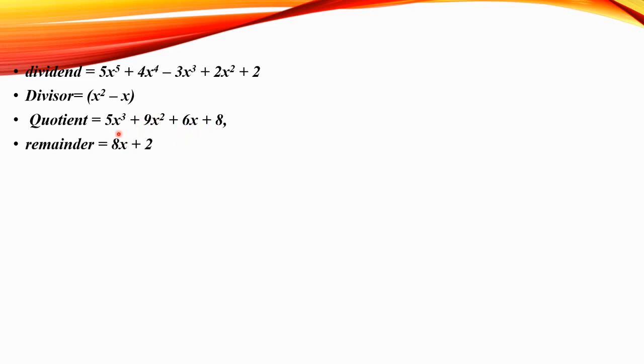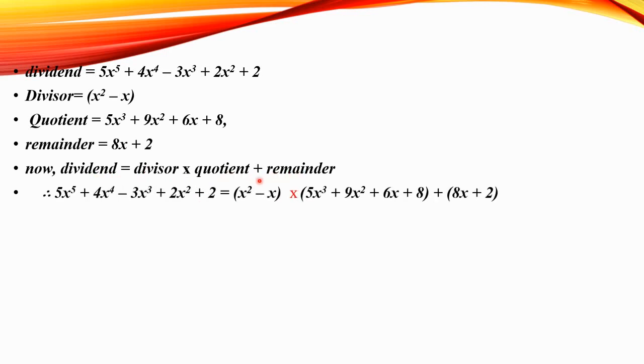Now the dividend is 5x raised to power 5 plus 4x raised to power 4 minus 3x cube plus 2x square plus 2. The divisor is x square minus x. The quotient is 5x raised to power 3 plus 9x square plus 6x plus 8, and the remainder is 8x plus 2. Now we will write in the form dividend is equal to divisor into quotient plus remainder. We have to see that left side is equal to right hand side.